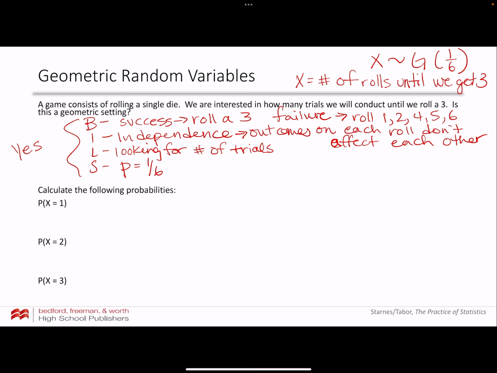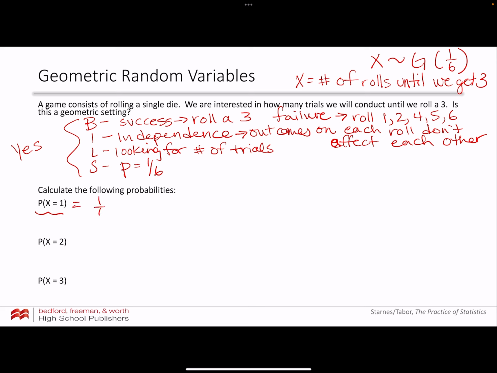Now let's talk about these probabilities. You can probably calculate these probabilities off the top of your head. Geometric distributions, geometric random variables, and these probabilities are pretty intuitive. So the probability that X is equal to 1 means what's the probability that your first roll is a 3?